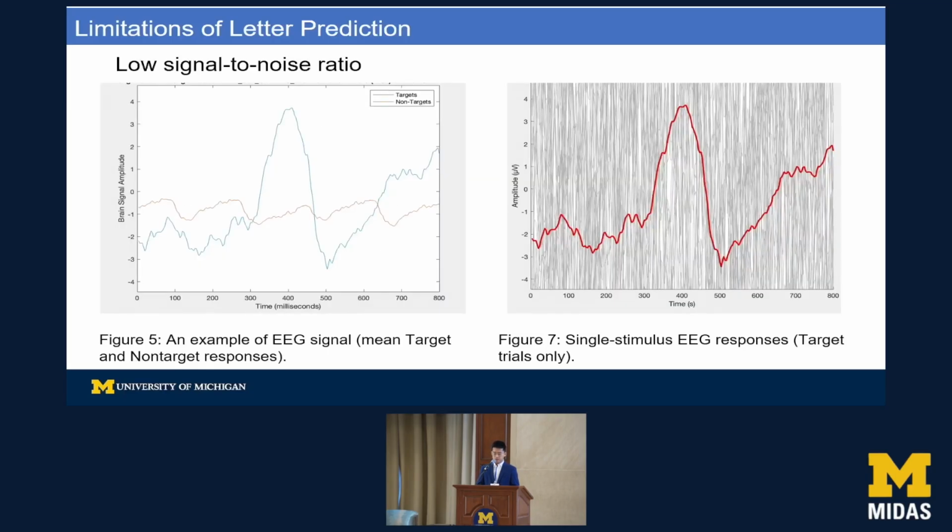So this is the plot to show you the low signal-to-noise ratio problem. On the left is the plot I showed you earlier, and on the right you see lots of messy curves in the background. The background consists of 50 different black curves, and each one is a single stimulus response. Only after we average them do we get this red curve where you see the clear P300 signal. So as you can see, if we only use each single response, we cannot do anything with it.